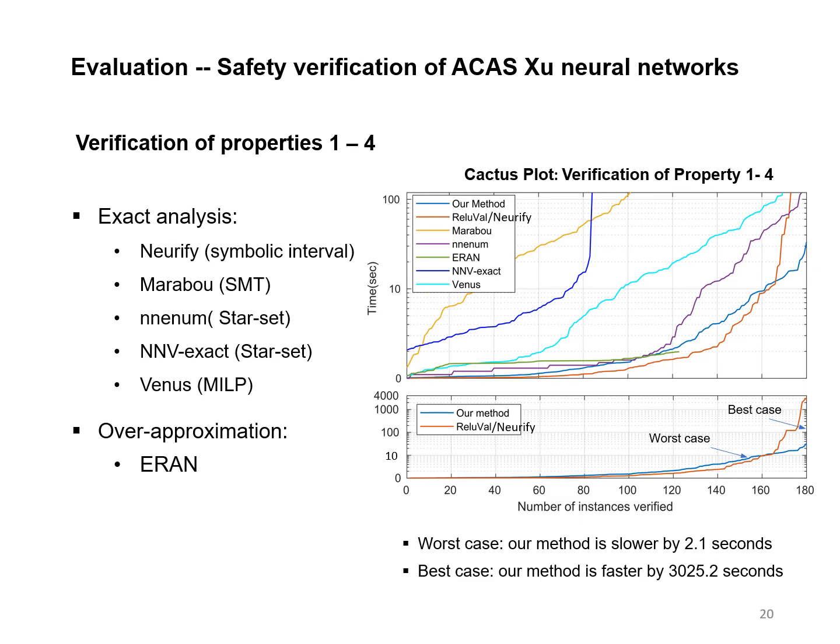You can also notice that our method is in some cases slower than NeuroFi, but when we run the verification without a timeout, you can notice that in some cases the NeuroFi method can take thousands of seconds. In the worst case, our method is slower by around 2 seconds. In the best case, our method is faster by over 3,000 seconds. So overall, our method has much higher computational efficiency than the other methods in the verification of properties 1 to 4.